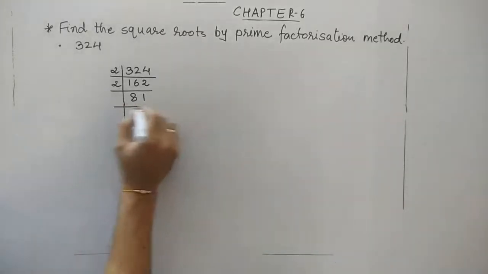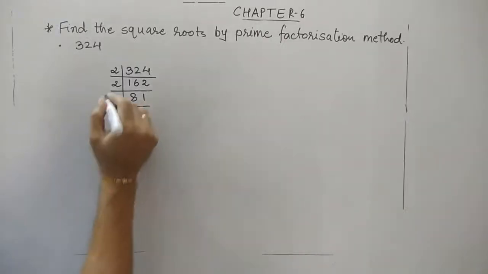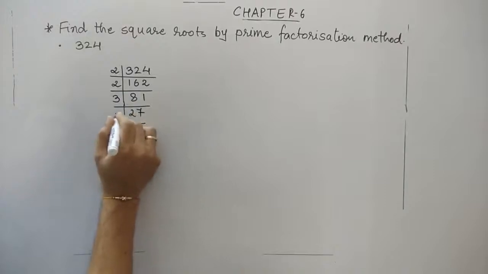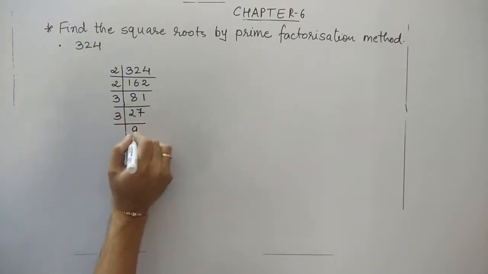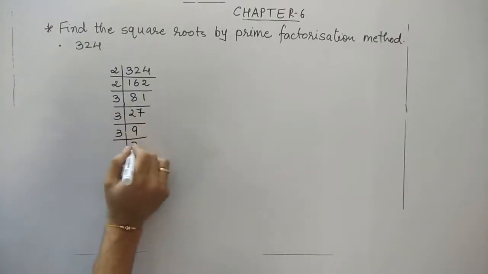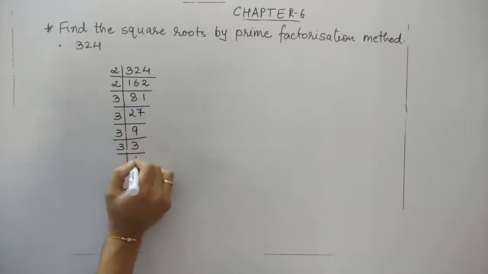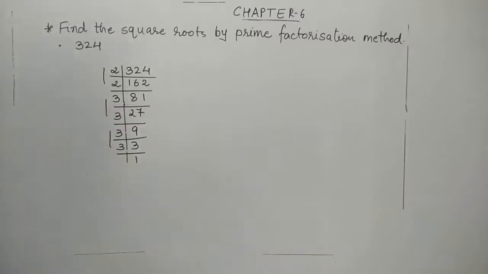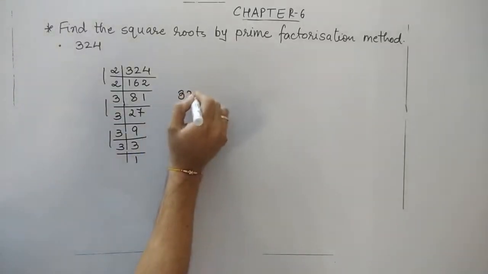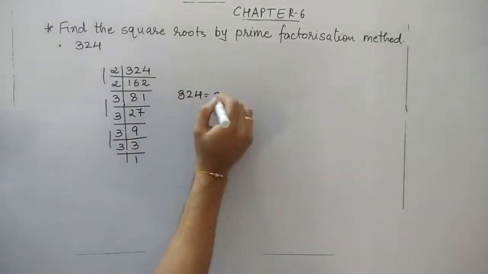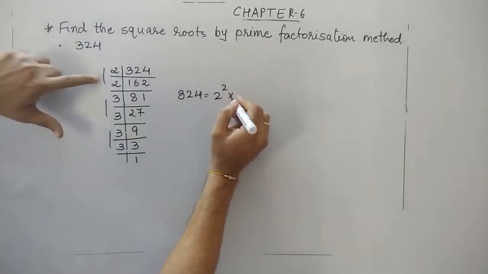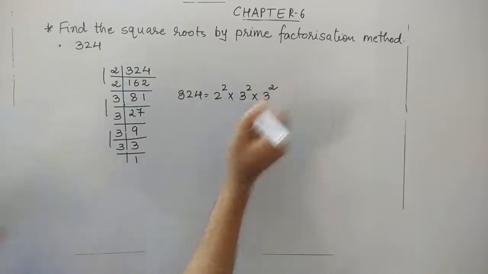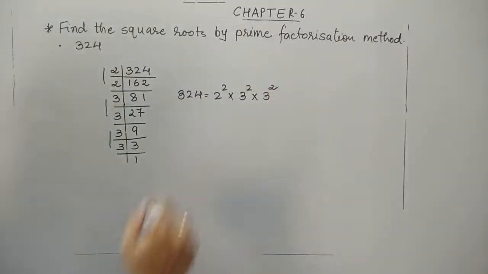Now 81 we know it's not divisible by 2. तो 3 से divisible हो रहा है. 3 27s are 81. 27 is divisible by 3, 9s are 27. Still it is divisible by 3, and 3 1s are 3. So let's see that all the numbers are in a pair. You can see that 324 we can write as 2 times 2, 3 times 3 and 3 times 3. So all the numbers are in a pair we have.